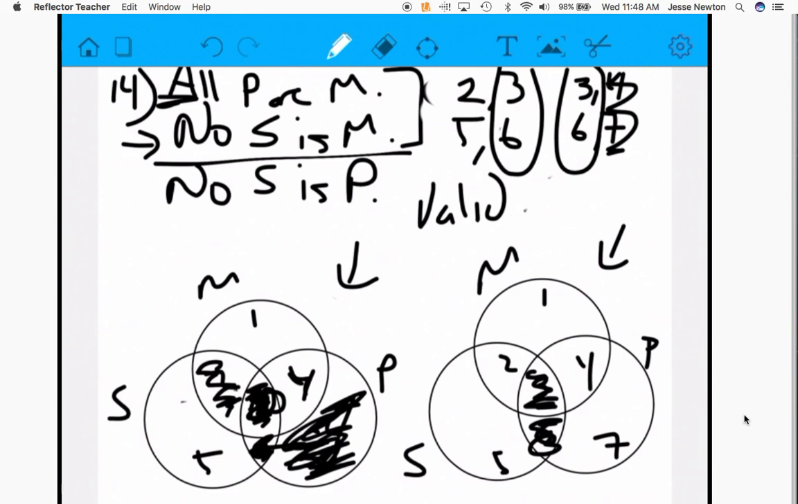Oh, sorry, I lost my train of thought here. The mood of this argument is AEE. And the figure is figure 2.